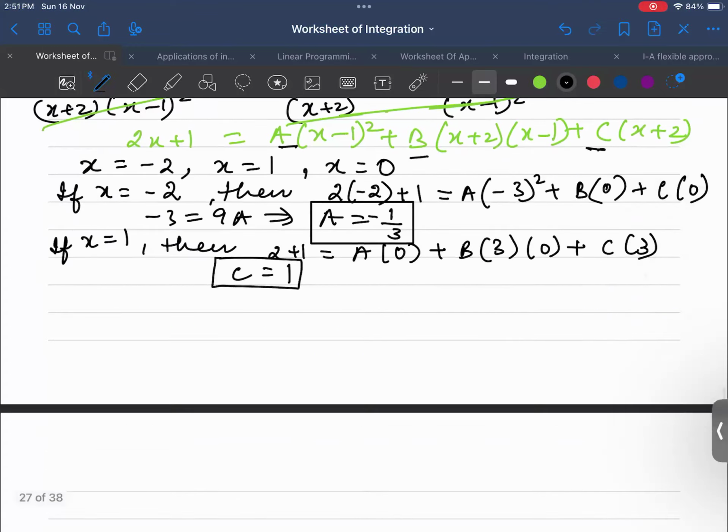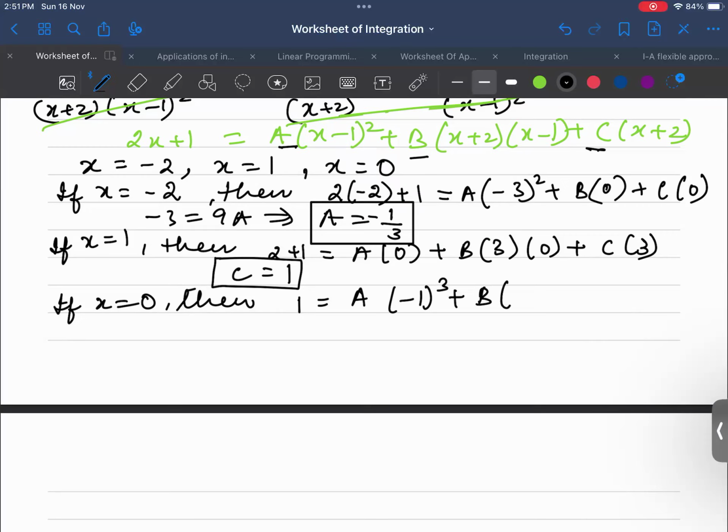Is it clear? Now, if x equals 0, then 0 plus 1 is 1, which equals a times (-1) to the power 3 plus b times (-1) to the power 2 plus c, which is 3. So simply put the values of x equals 0: 2 minus 3, 2 minus 1 and 2, right? Now it comes out to be 1 equals a.